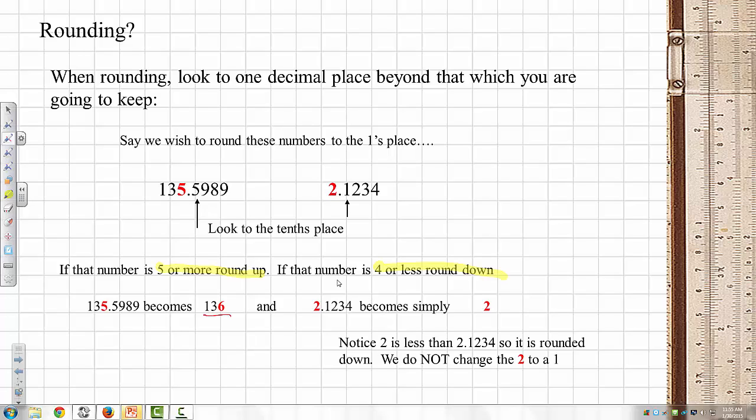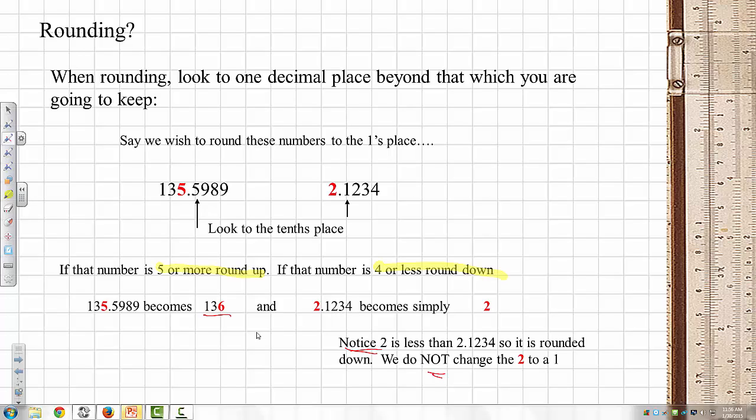If we're rounding to the ones place here, 2.1234 simply becomes 2. Right. And notice here now, 2 is less than 2.1234. Right? We lost the 0.1234 part. So we actually did round down. Notice when you round down, you never change this number. The 2 does not become a 1. We do not change that 2 to a 1. It's just we lop off the back half here.